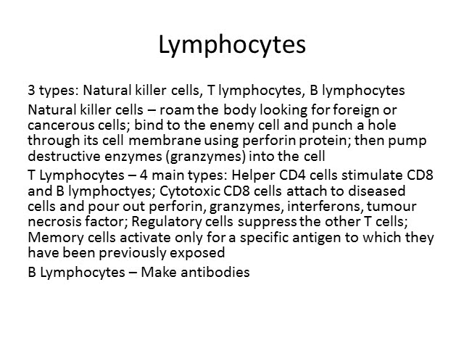So these are not the only four types, but for the sake of this lecture we're going to focus on only the four main types, being the helper CD4 cells, the cytotoxic CD8 cells, the T regulatory cells and the T memory cells. Helper cells stimulate the CD8 cells and the B lymphocytes. The cytotoxic cells are the ones that actually do the damage, so the helper cells stimulate the cytotoxic cells to attack a pathogen.